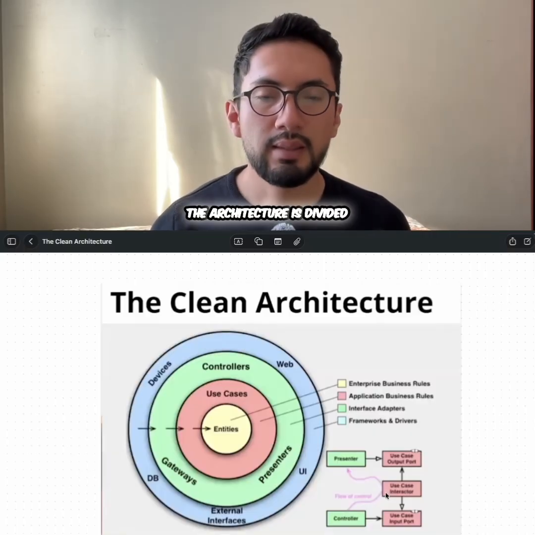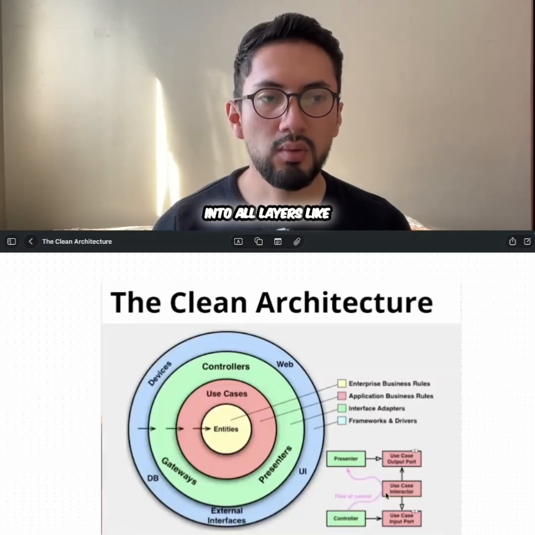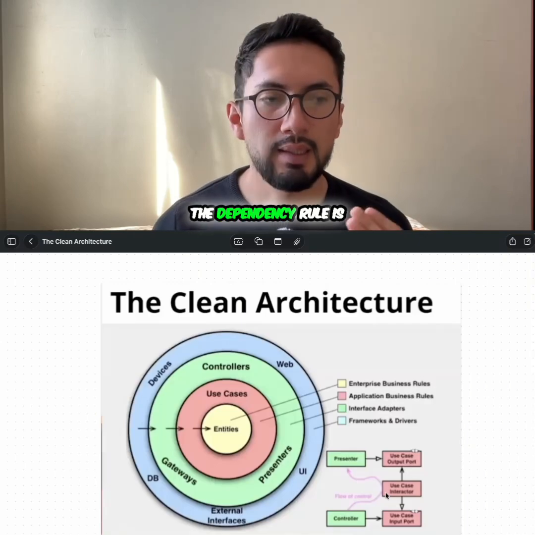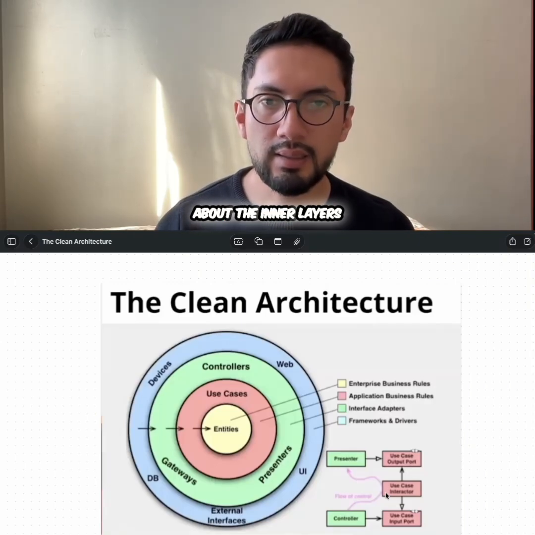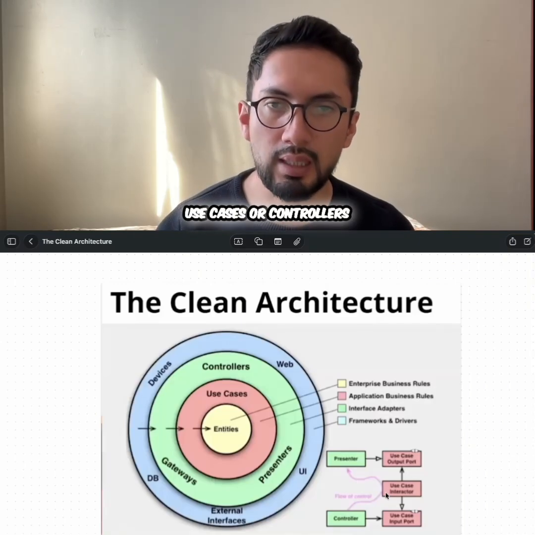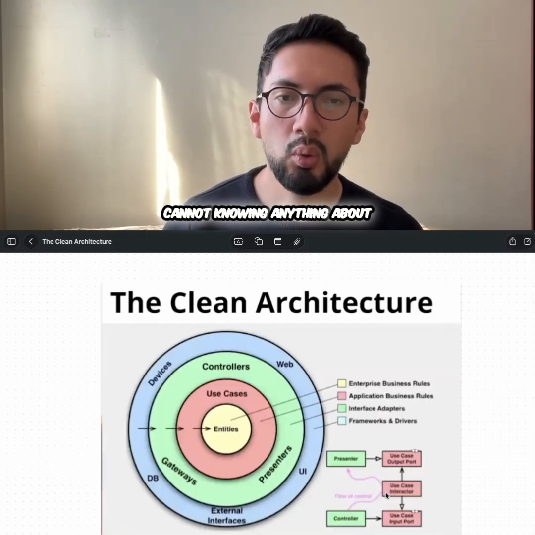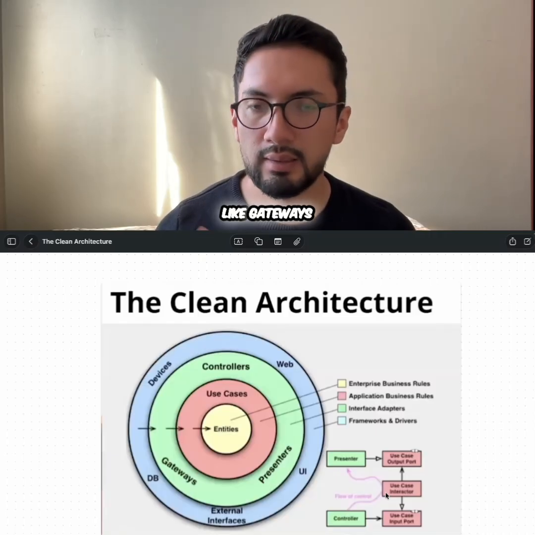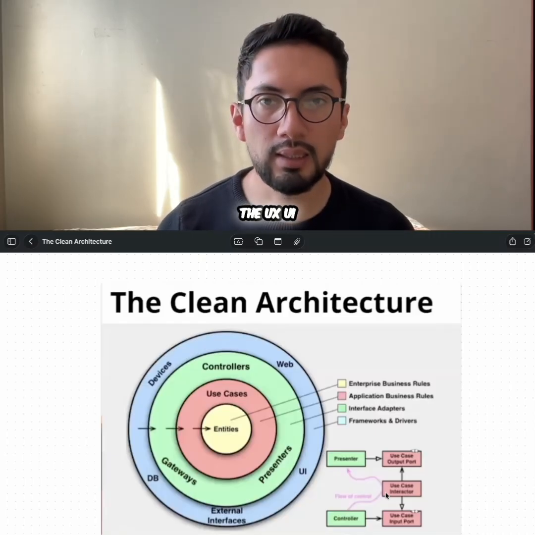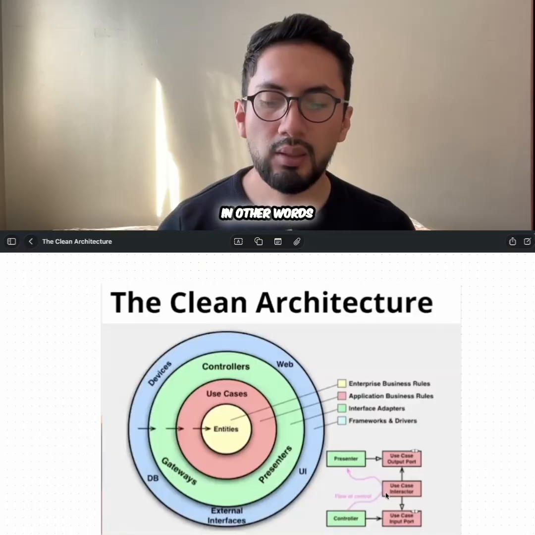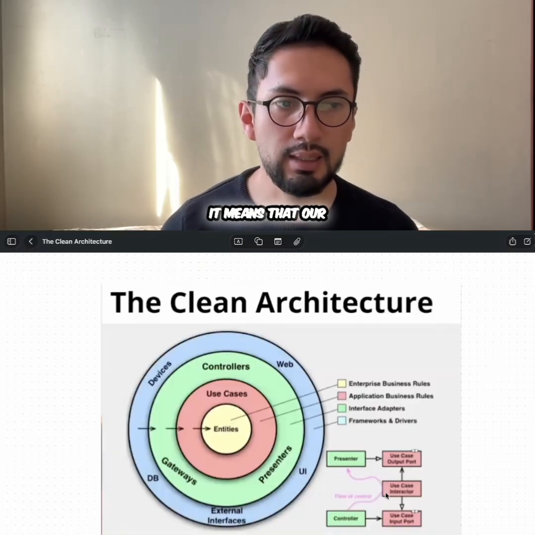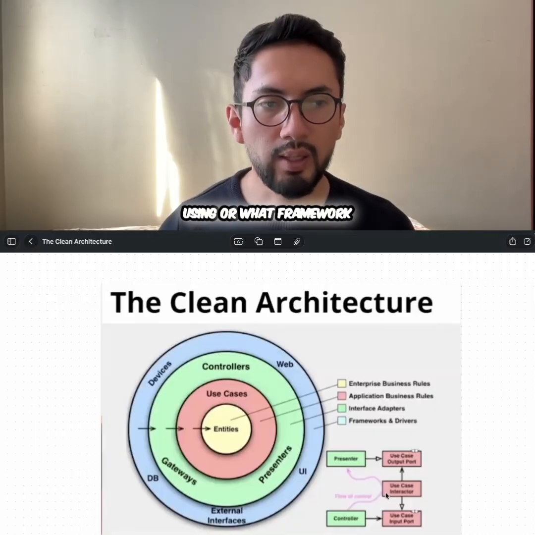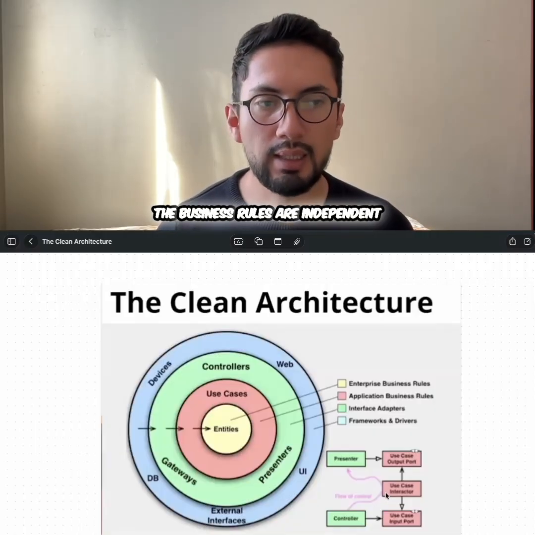Let me explain why. The architecture is divided into layers like an onion. The most important rule is the dependency rule. The dependency rule says that the inner layers, like entities, use cases, or controllers, cannot know anything about the outer layers, like gateways, the database, the UI, or the framework that I use. In other words, our business logic doesn't know what database we are using or what framework we are using. The business rules are independent.